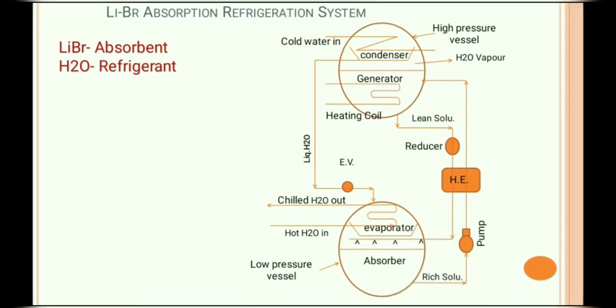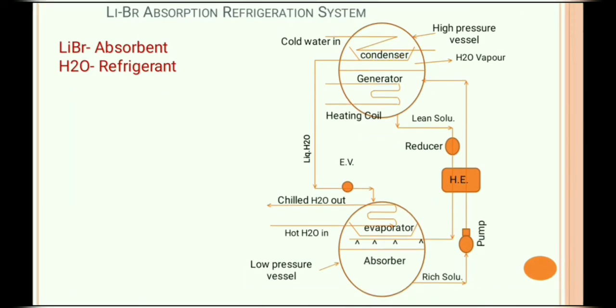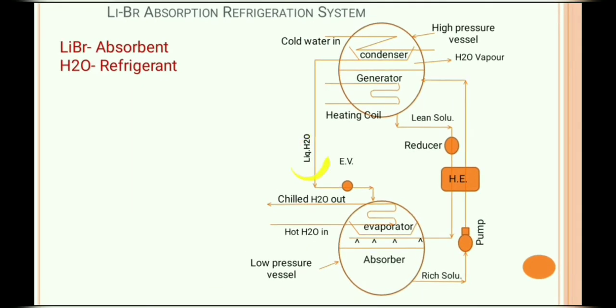The coil basically has cold water in it, and it absorbs the heat from the condenser. Due to this, the vapor refrigerant which enters the condenser and comes out of the condenser will be converted into liquid.